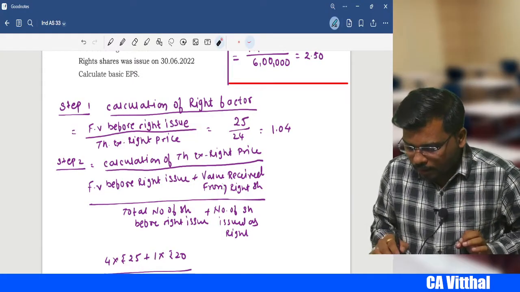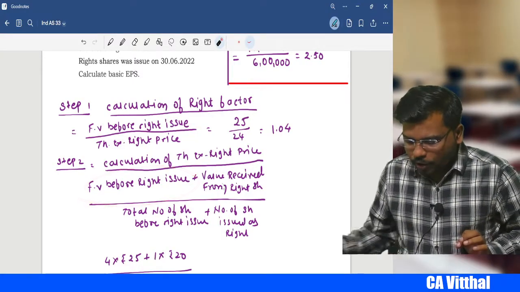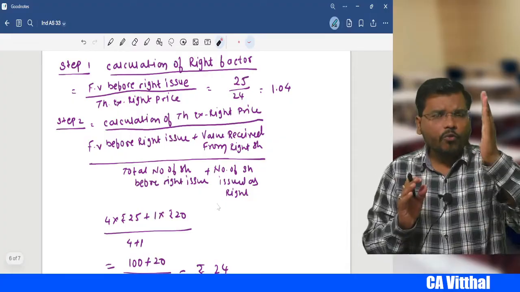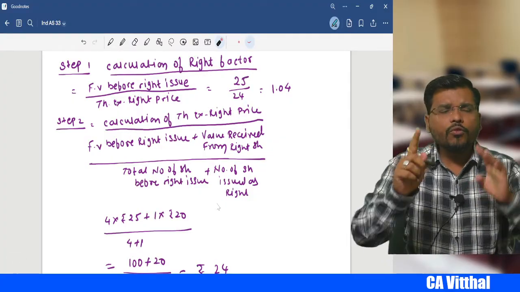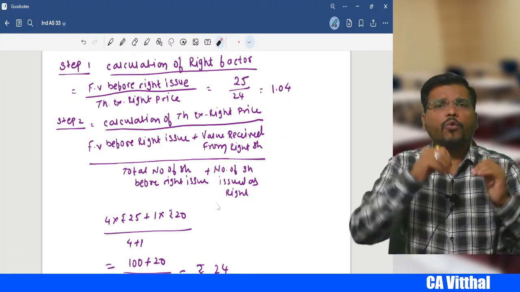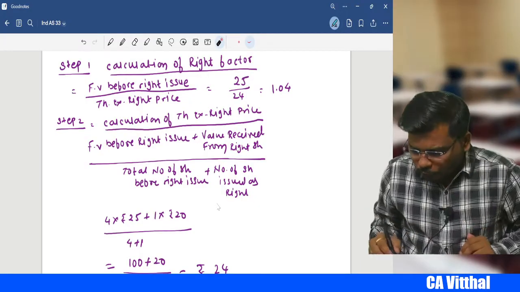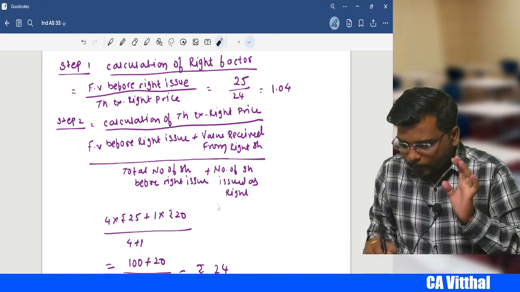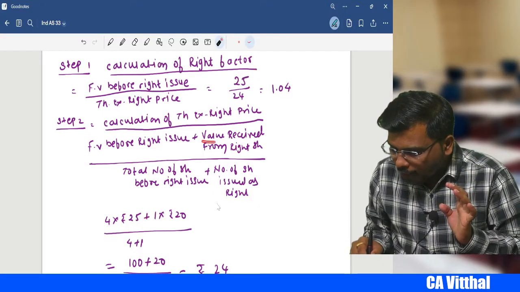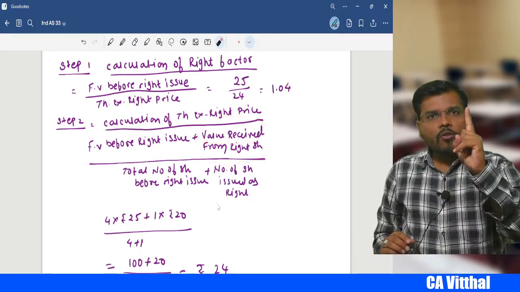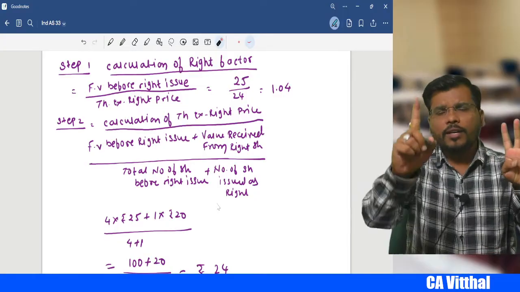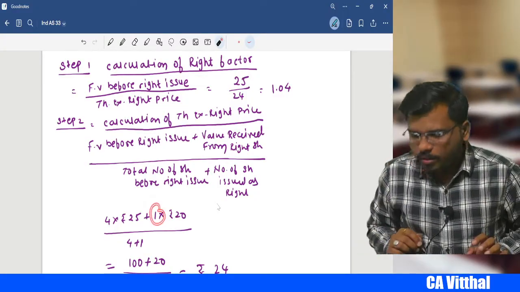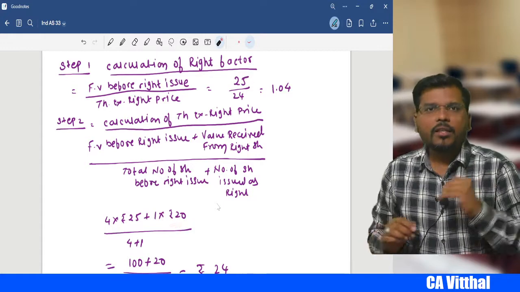Now focus. What is the fair value before right issue? They said if you have 4 shares, you will get 1 right share. So we will calculate the value of these 4 shares before right issue. 1 share value is 25. So 4 into 25, plus what is the value received from the right? If you have 4 shares, you will receive 1 right share. So 1 right share, what is the value? 20, which is given in the question.